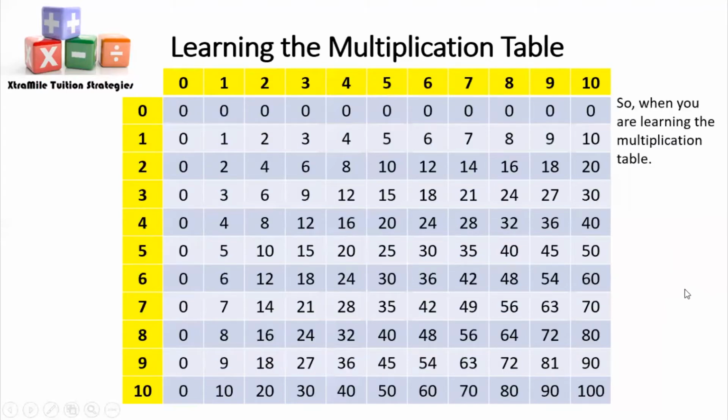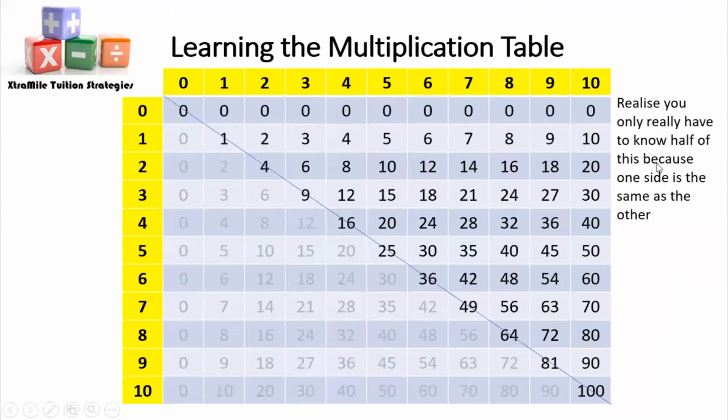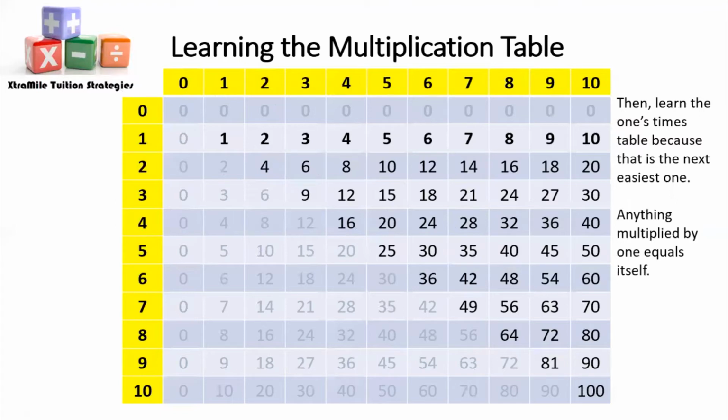Now, as you can see, there is a simpler way to learn the multiplication table, and we'll go over that once more, quite quickly. When you're learning the multiplication table, realize that you really only have to learn half of this, because one side is the same as the other side, because 3 times 2 is the same as 2 times 3. So we only have to learn half of what you see. Then learn the zero times table, because anything multiplied by 0 is 0. Learn that first. Learn the 1 times table, because anything multiplied by 1 is itself. So learn that second.